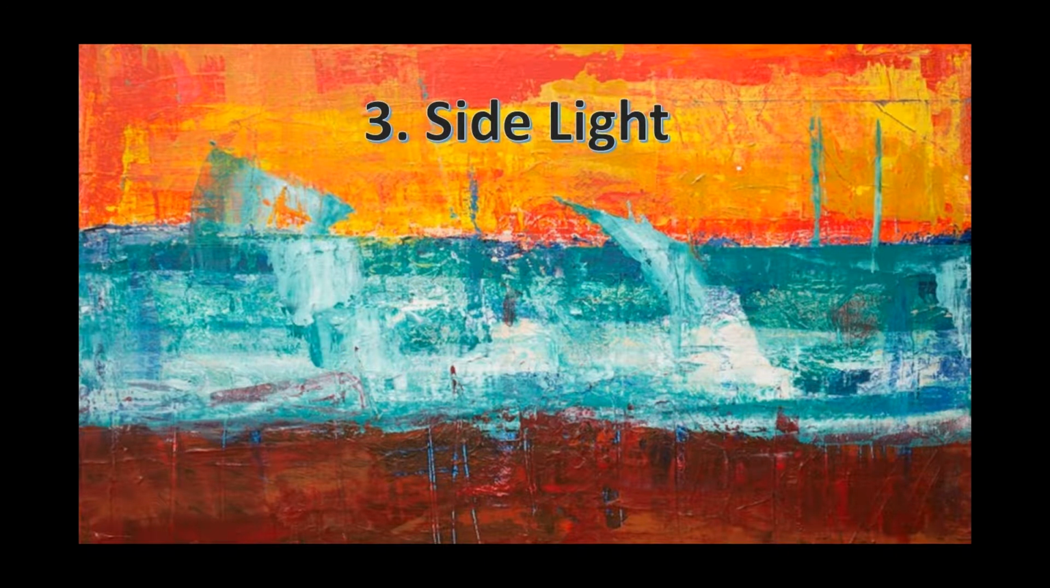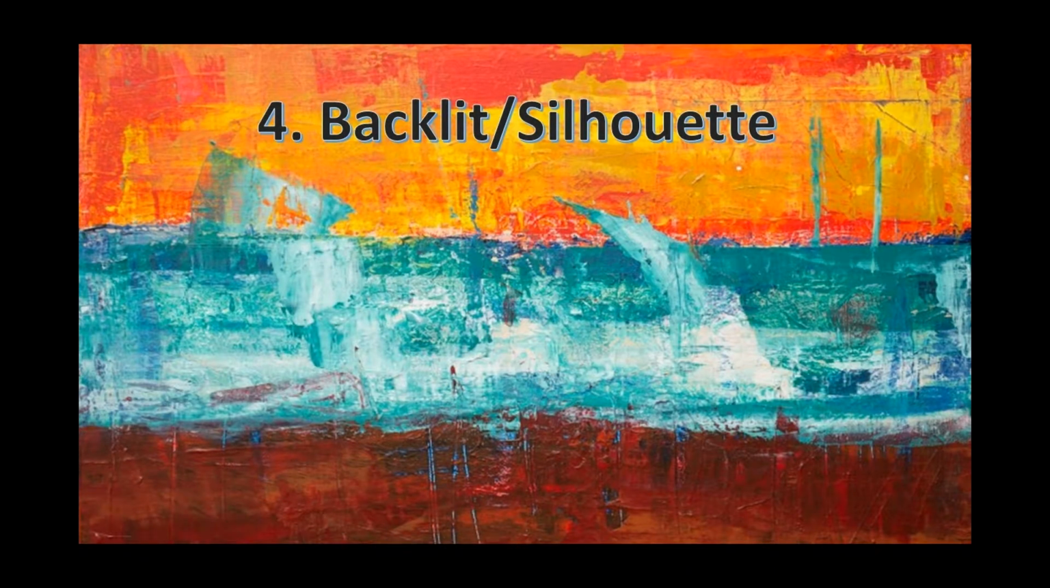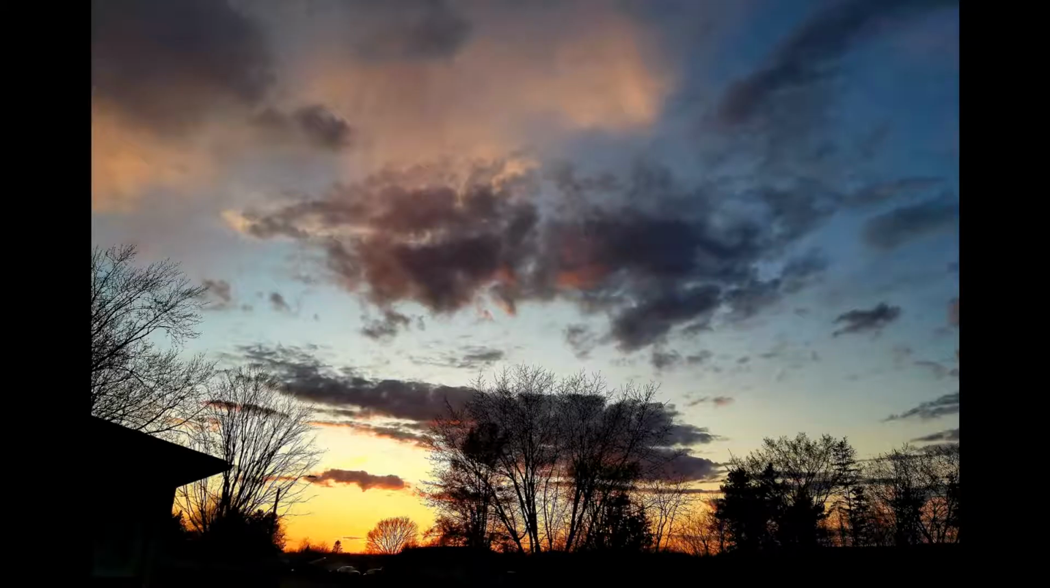Side lighting gives you dramatic results and brings out the textures and contours of your subject. Backlighting means the light comes from behind the subject. It silhouettes the shape.